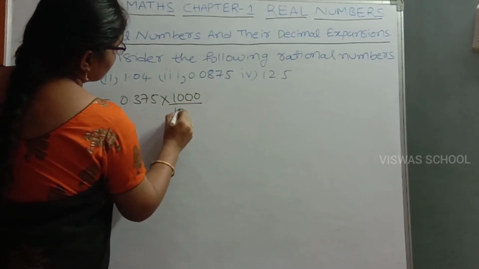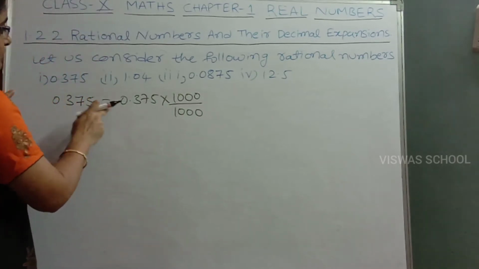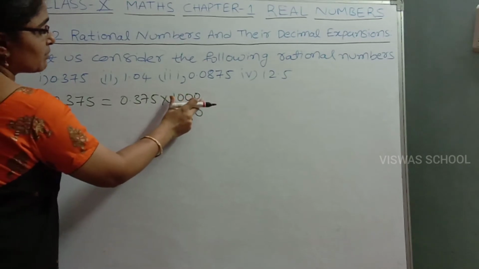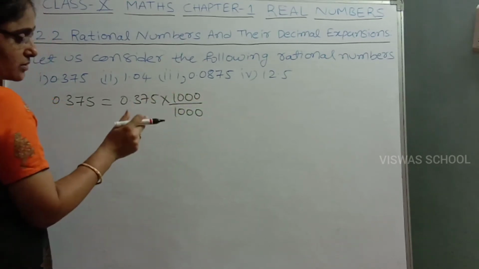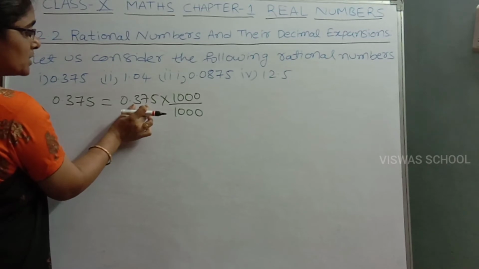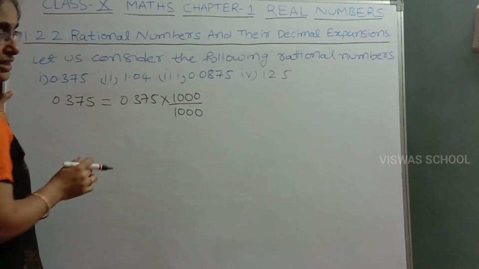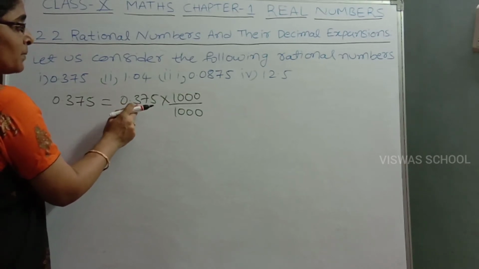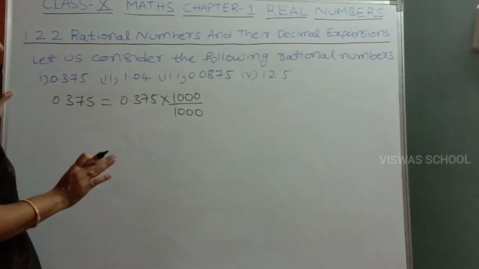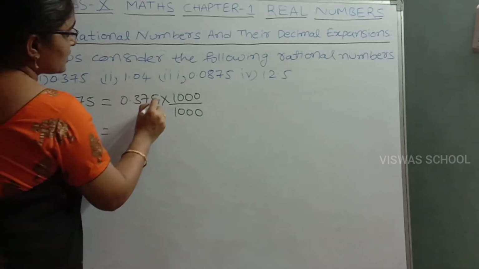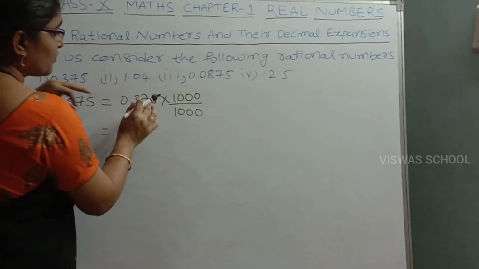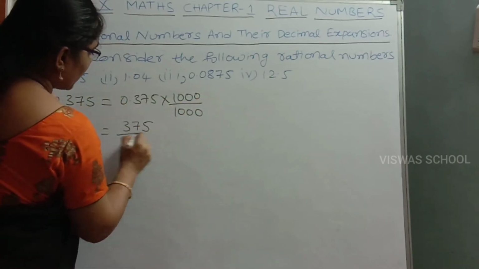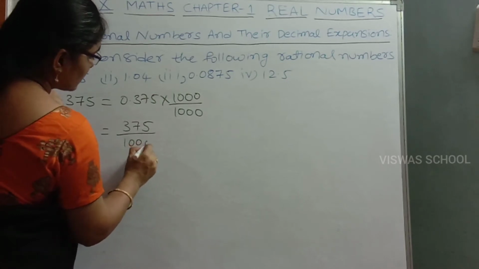Why am I multiplying and dividing by 1000 only? Because after the decimal point we have 3 digits. If you have only 2 digits, then you multiply and divide by 100. If you have only 1 digit after the decimal point, then you multiply and divide by 10. Okay. Now 0.375 into 1000. If you multiply these two, then you get 375 by, in the denominator as usual, 1000 only.